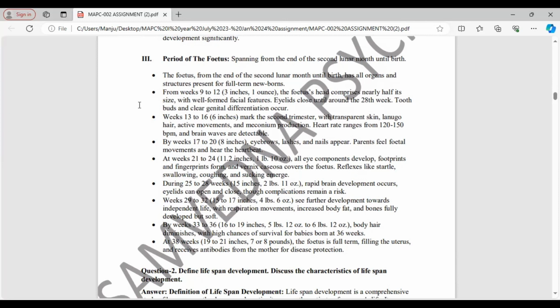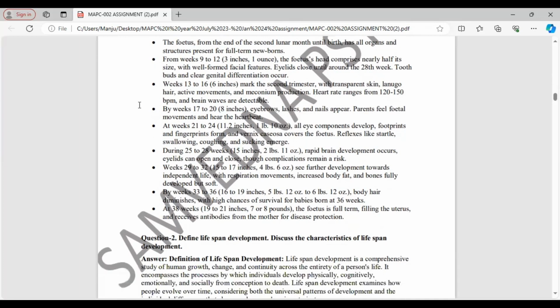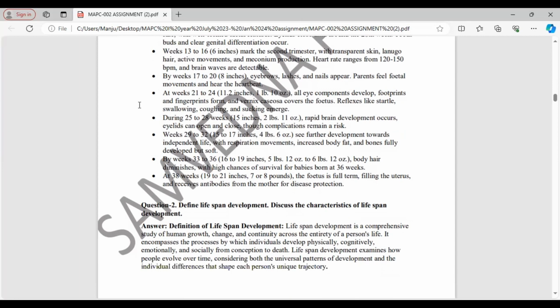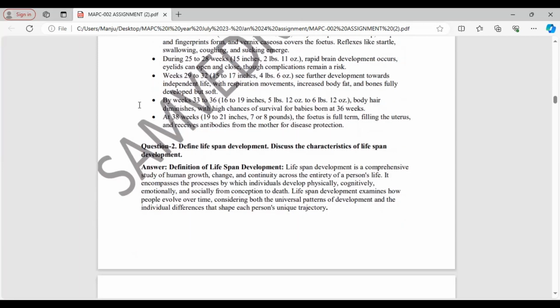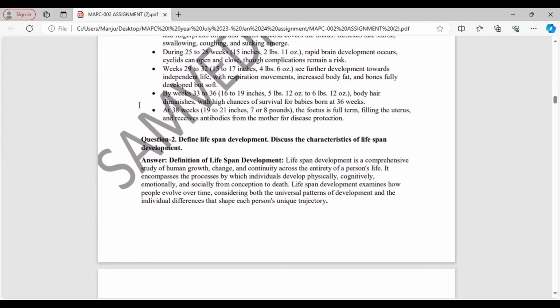Eyelids remain closed until the 28th week, and in this stage the tooth buds and the clear genitalia differentiation start. So this way, week-wise you have to write, and finally at week 38, the fetus is full term, filling the uterus and receiving antibodies from the mother's body for disease protection, and it is the time for parturition or childbirth. Next, question 2: define lifespan development and discuss the characteristics.